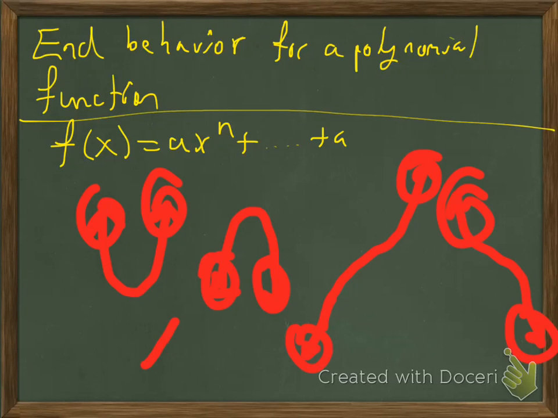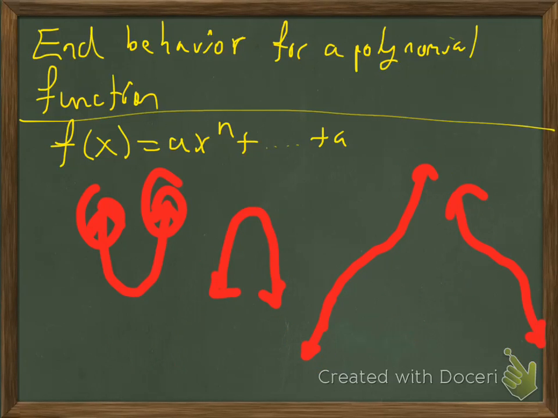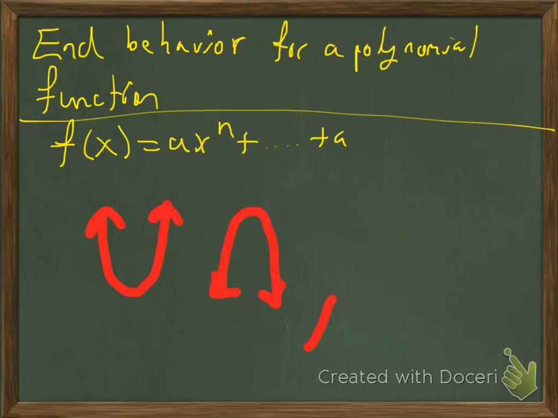Now for the x squared, you either were opening up or opening down, and that depended on if you had a plus or minus in front of it. And then the x cubed, for instance, the end behavior depended on if you had a plus or a minus. And so we're going to generalize that to polynomials that are a little bit larger than second degree and third degree. So if we have a generic polynomial, f of x equals a x to the n plus blah blah blah, a naught, which is the constant, what we're going to focus on is the highest exponent, the x to the n. That's going to have the most weight.